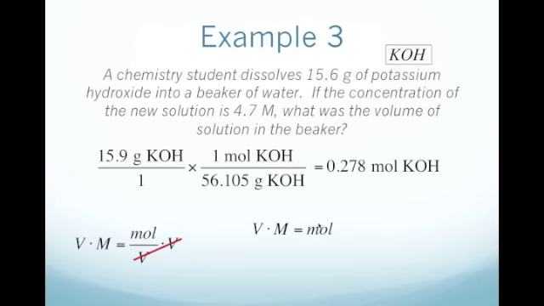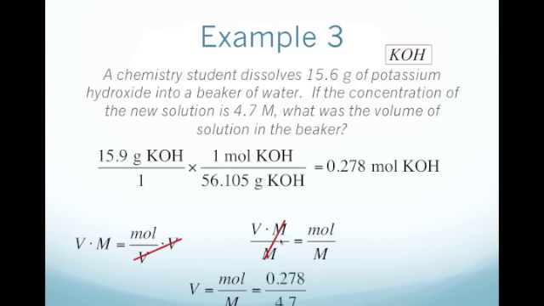Now in this step, it's really straightforward and simple to see. I just need to get rid of this M, so I'm going to divide, and that cancels out, and that's what it leaves my volume equal to. Plug in 0.278 divided by 4.7, and we get 0.059 liters, or if you wanted to, you could say it's 59 milliliters. Okay? Either way works.